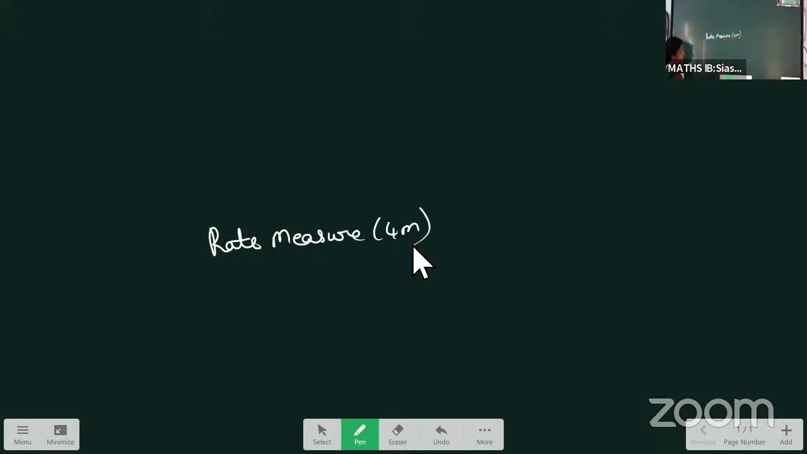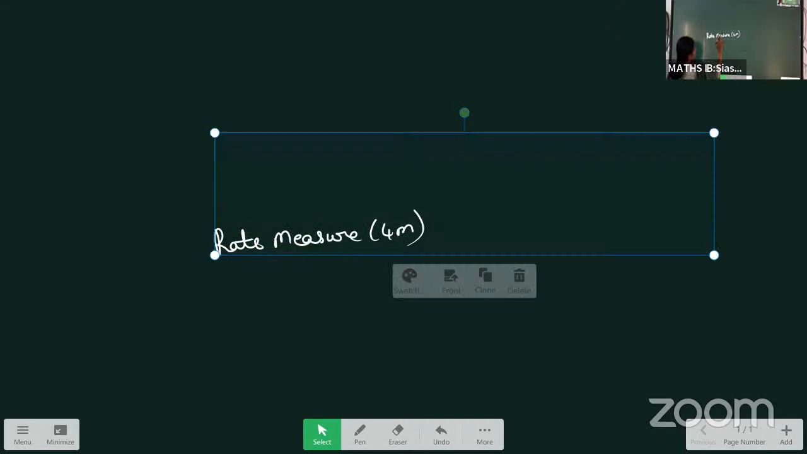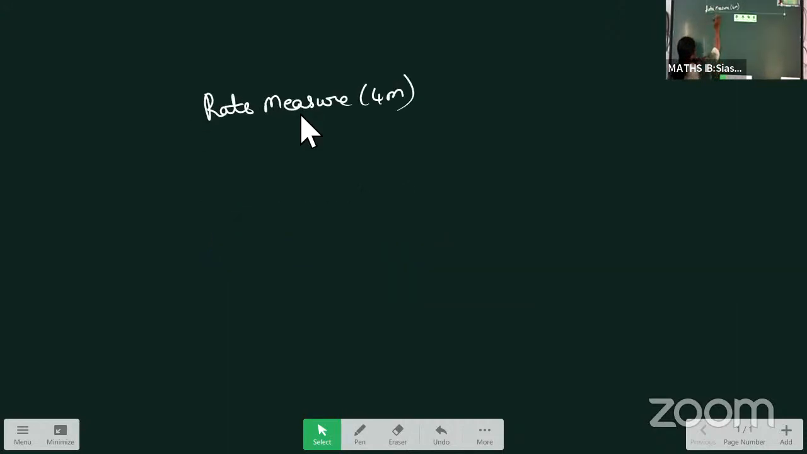Four-mark question, rate measure. Now, the question is a simple question. Mostly theoretical questions will be there. If you understand the content, what is given, based on that, you can solve the solution easily.